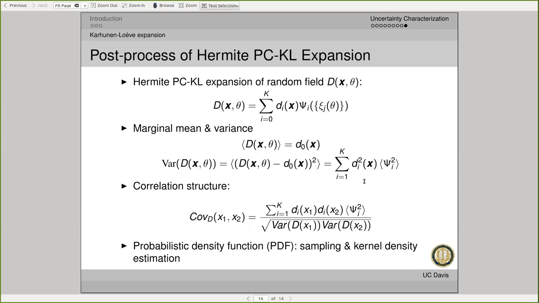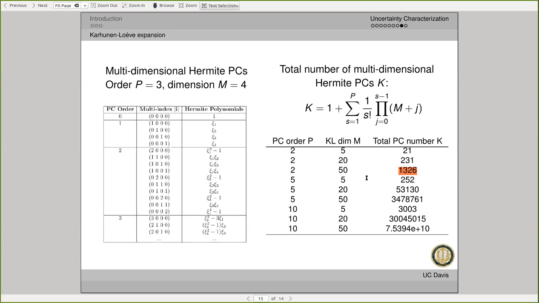And how to do that? If I may go back, if I may add, what this really means is, let's say you have a PC order 5 and you have KL dimension 5, that goes to 252. That means that your system grows 252 times.